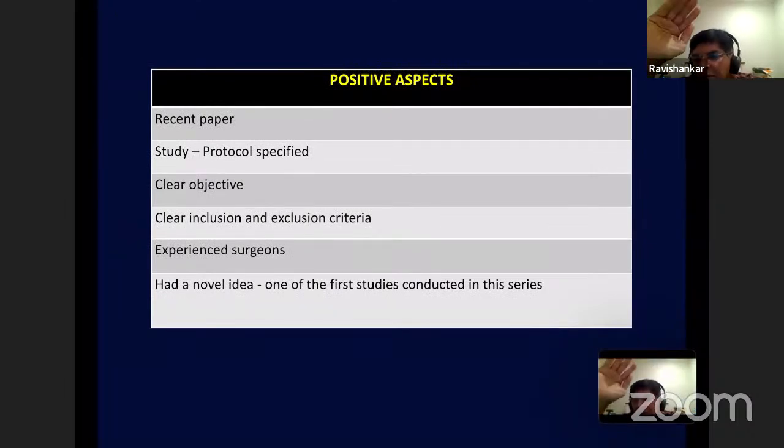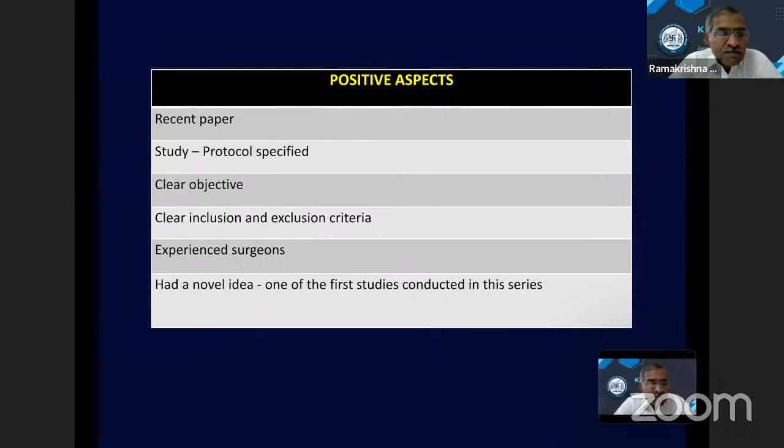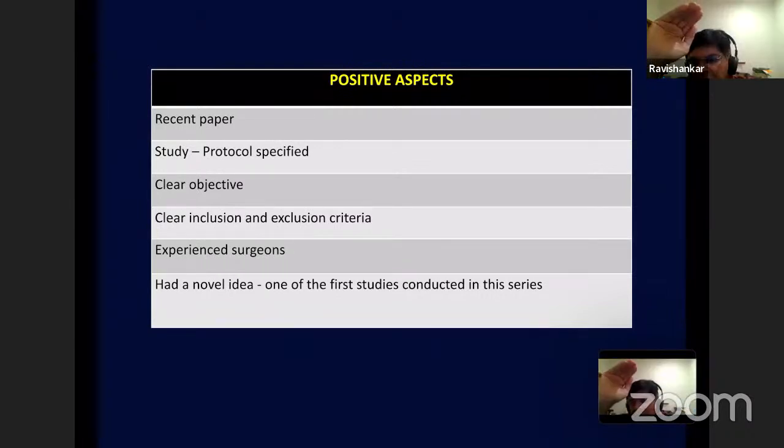Ramakrishna, can I come in? Yes, sir. I don't think this is one of the first. I think there are many studies which compared laparoscopy versus robotic surgery, not maybe HALS, but robotic surgery, with the classic ROLARR study, which is actually considered the benchmark for all comparisons between laparoscopic and robotic surgery. It was reported in 2017. So I don't think you should say that this is one of the first studies.